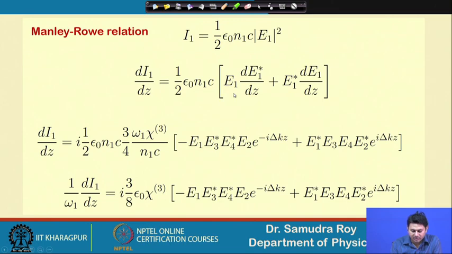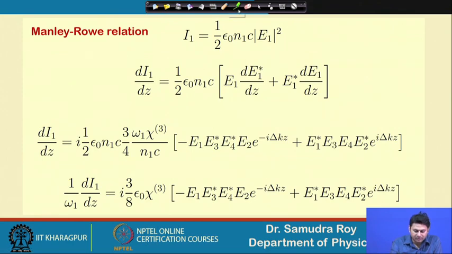If I multiply this dE1 dz with E1star, I will have E1, E3, E4 with a star, E2, and the corresponding complex conjugate. Once we have a complex conjugate, I should have i as minus i. That is why this minus term is there and I take it common outside. For the next term, I will have a similar thing, but it is again a complex conjugate of the first term. So, I should have E1 star, E3, E4, E2 star, e to the power i delta k z.